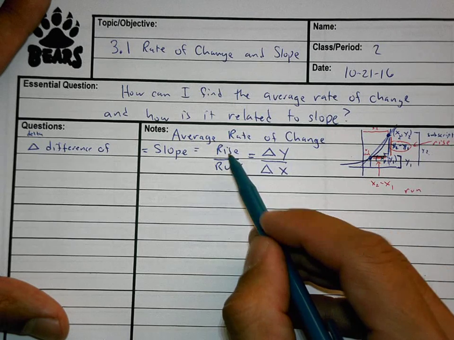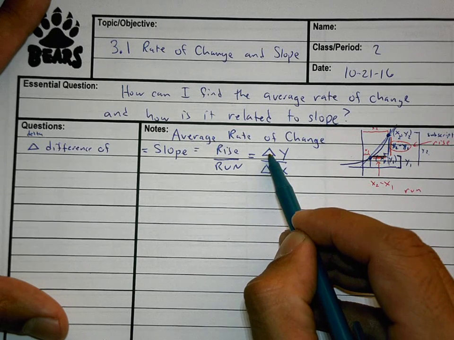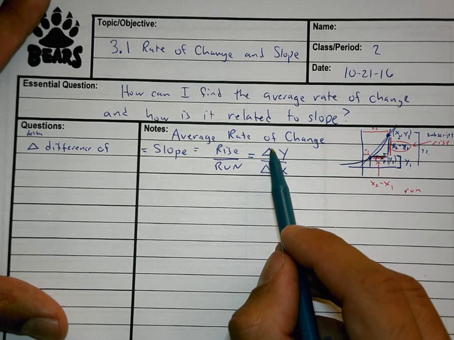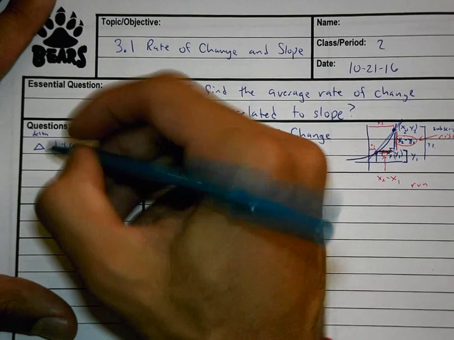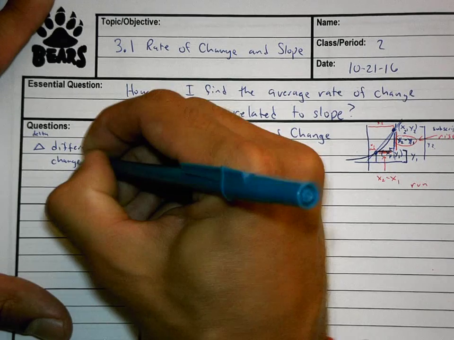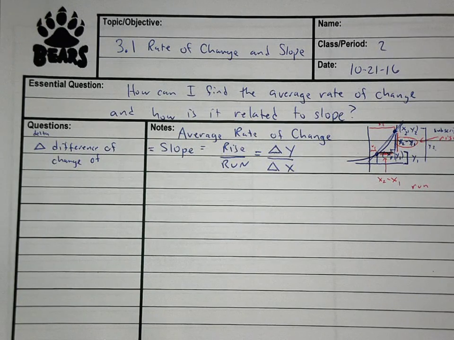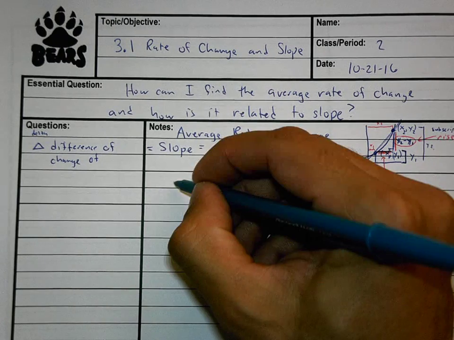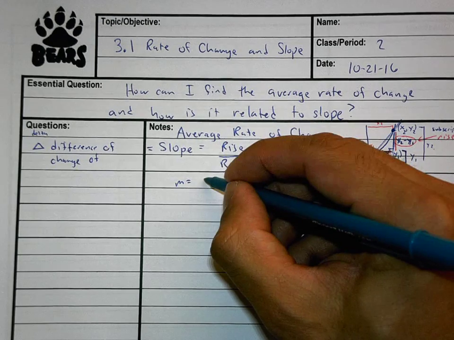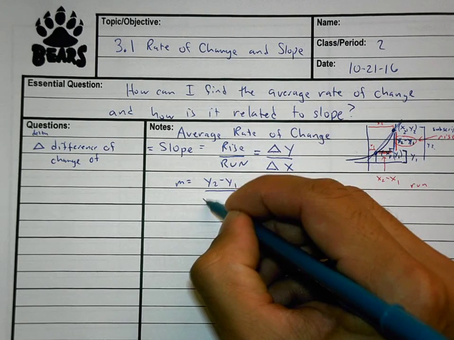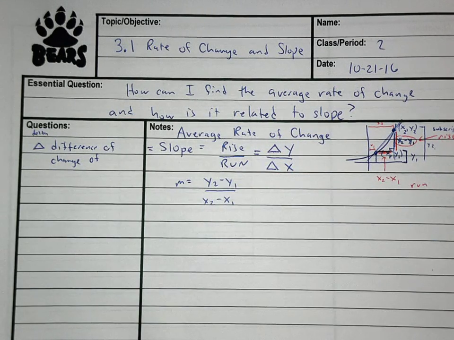And the rise is the change in y. If you see delta y, that means what's the change in y? I'm going to put the change of. And so there's a formula for what the slope is. It's the rise over the run, or the change in y over the change in x. And we can write it down. M is equal to y2 minus y1 over x2 minus x1.